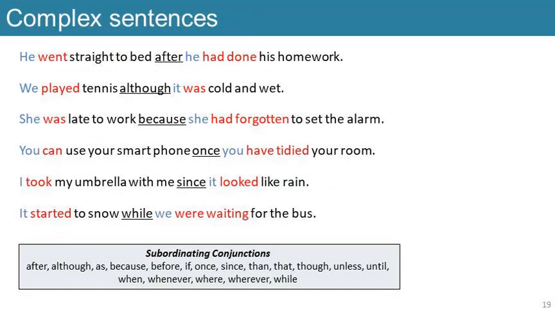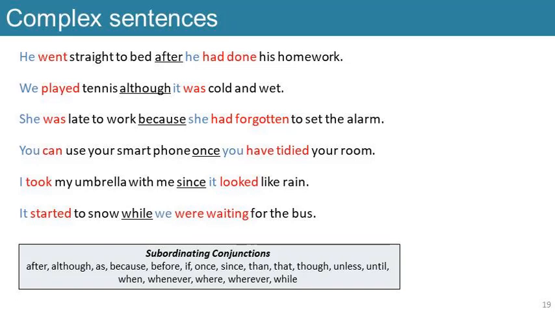The third sentence structure type is the complex sentence. A basic complex sentence has 2 clauses, an independent or main clause and a dependent or subordinate clause. The 2 clauses are joined by a subordinator, that is, a subordinating conjunction.